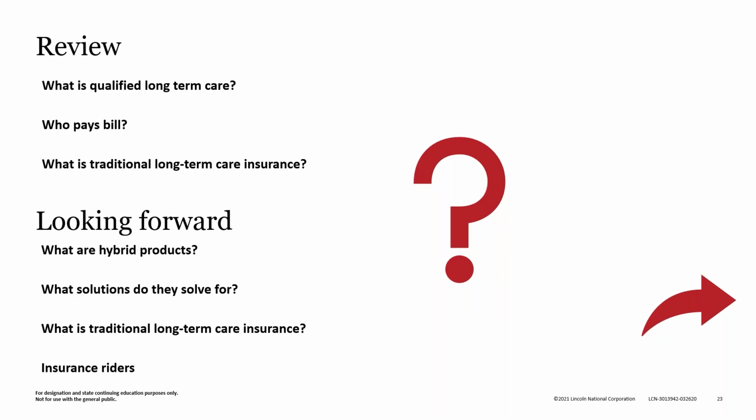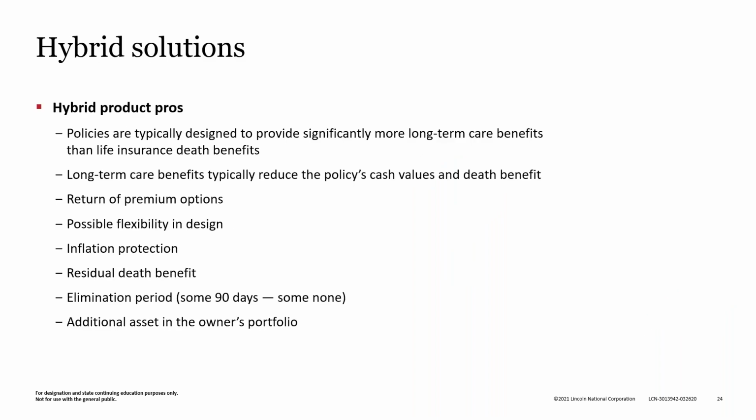So second to last review here, and we're right at 41 minutes. I appreciate all you hanging with me. We want to get you out of here and make sure you all get the credit you deserve. So we talked about qualified long-term care, who pays the bill, and what is traditional long-term care insurance. Let's look at hybrid products next. What solutions do they solve? We'll touch on insurance riders, and then look at who your candidates are in your book of business for long-term care solutions.